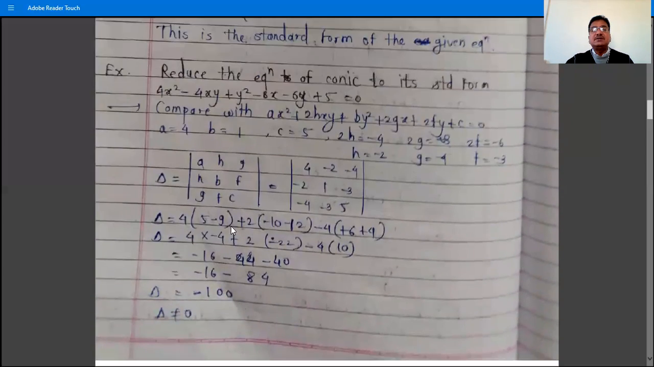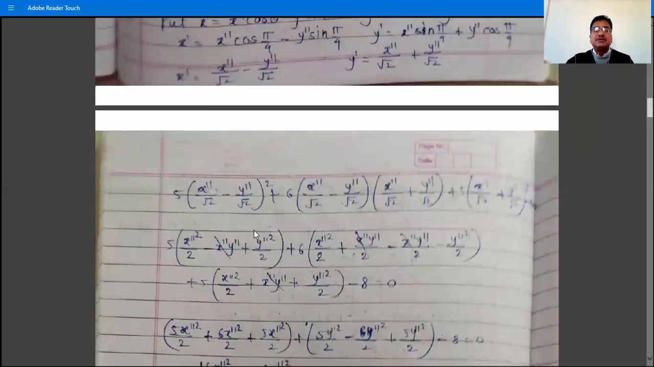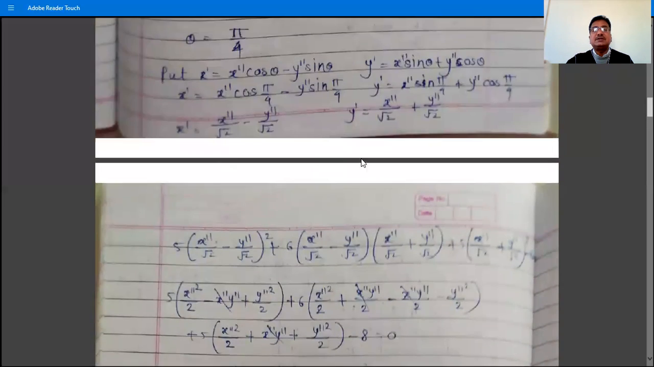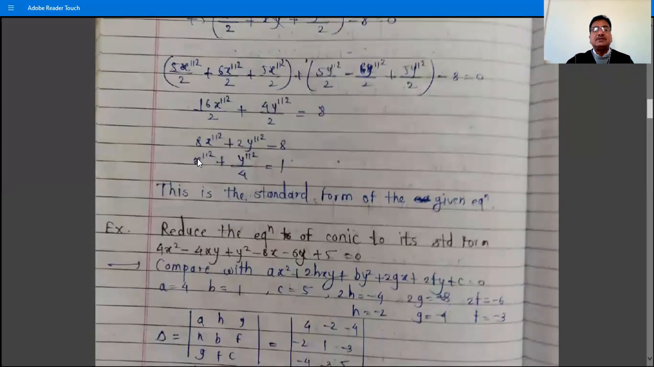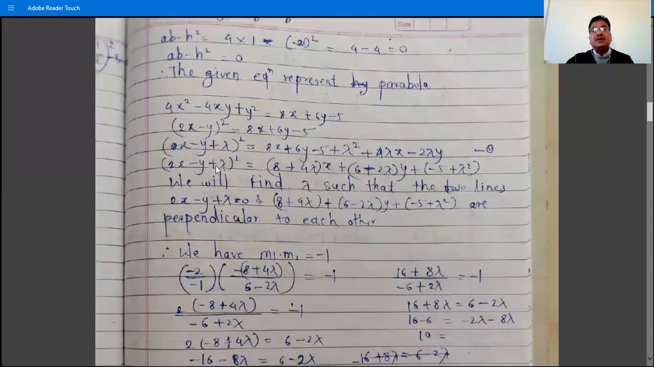As far as the exam is concerned, the examples of parabola are not so important. The examples of ellipse or hyperbola are important, and this procedure is important. So follow first this procedure. If the given equation represents a parabola, then what is the procedure?